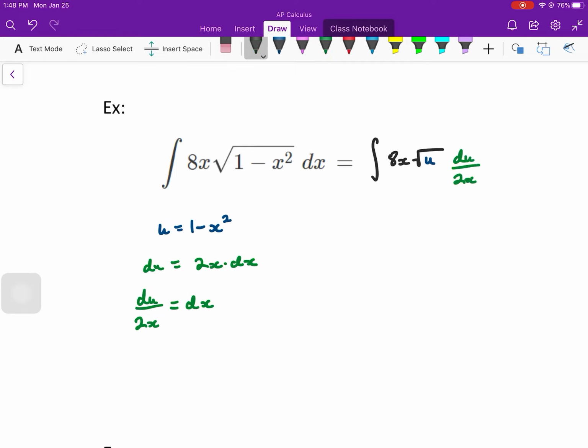And then the 8 and the 2 cancel to give you 4. I'll bring that out to the front. The x's cancel. And then let's just write that to the 1/2 power.